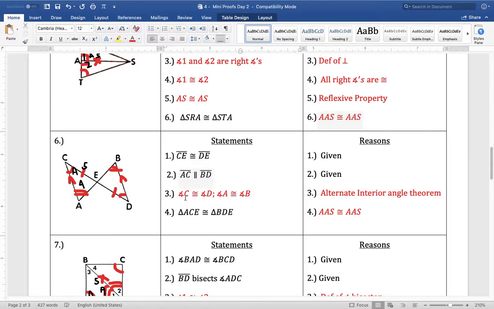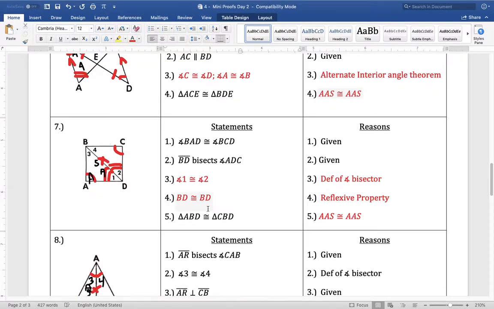So after the parallel, we have C is congruent to D, or 1's congruent to 2, and A is congruent to B, or 3 is congruent to 4. Those are alternate interior angle theorem. And again, the triangles are congruent by angle, angle, side. The side is after the two angles and not in between, and that's why it's angle, angle, side, and not angle, side, angle.